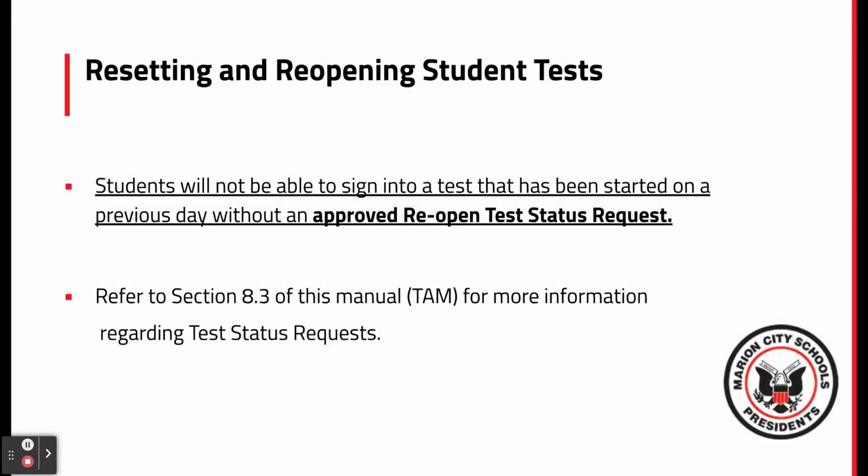Resetting and reopening student tests. This only happens in a situation where a student must leave early or their test is left in a status where maybe a report was filed and they need to have it reset. This happens through the building testing coordinator contacting me, and then I send in something to the state and they return it back to me. And then I let you know if you're going to reset or reopen. They typically grant the requests, so just report incidents as they come, and I will be able to turn those around to you. If you need more information on this, refer to section 8.3 of the TAM.